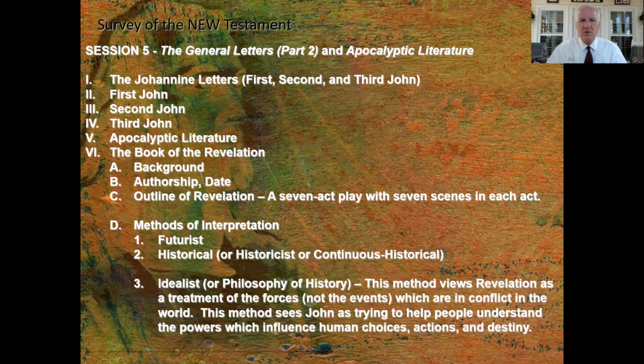A third method of interpretation is the idealist or philosophy of history method. This method views Revelation as a treatment of the forces, not the events, which are in conflict in the world. And so it treats the book of the Revelation not as a prediction of events, but as a description of the forces at work in the world. So this method sees John as trying to help people understand the powers which influence human choices and actions and destiny.